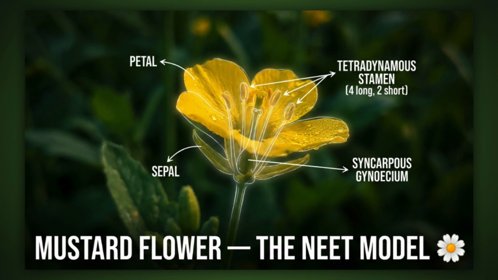Ovary position. This is a heavily tested topic. Hypogynous. Other whorls arise below the ovary. Ovary equals superior. Mustard, China rose, brinjal. Perigynous. Whorls arise from the level of the ovary. Ovary equals half inferior. Plum, rose, peach. Epigynous. Other whorls appear to arise from the top of the ovary. The thalamus grows over the ovary. Ovary equals inferior. Guava, cucumber, sunflower, apple. Remember, epi means on top. The thalamus is on top of the ovary, so the ovary appears below, inferior.